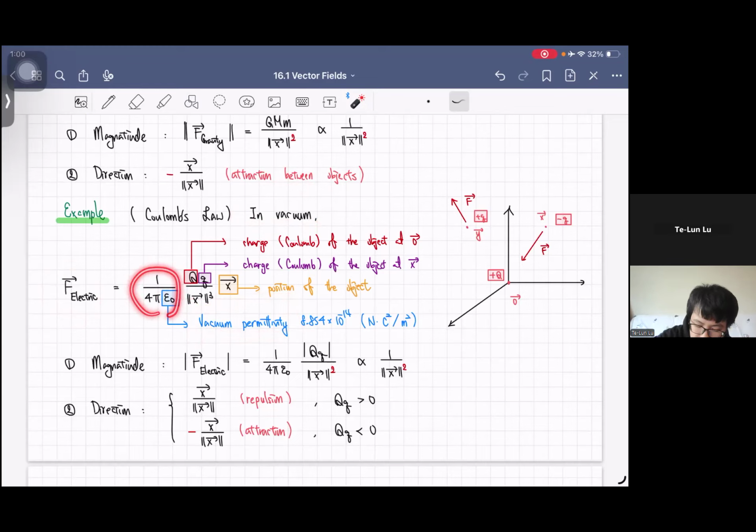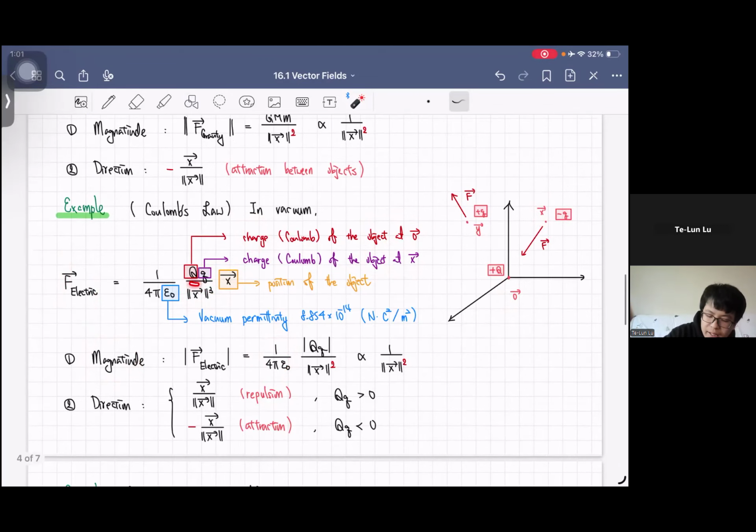It's just a constant. We have capital Q here to be the charge at the position of the origin. And a little q here is the charge of the object at the position x. And again, we have the unit vector x over |x|, and also the radius squared in the denominator. So we can see that the magnitude, taking absolute value, is always the constant times the absolute value of these two charges divided by this squared. Again, it is proportional to the inverse square, meaning that if you're farther away, then the force on you will be smaller.